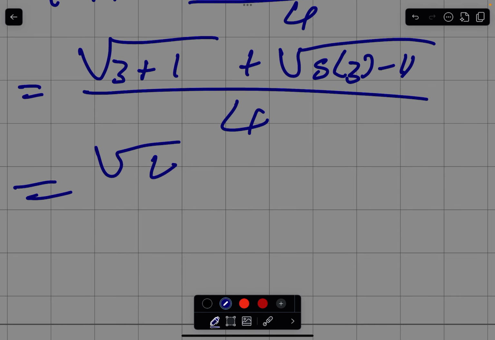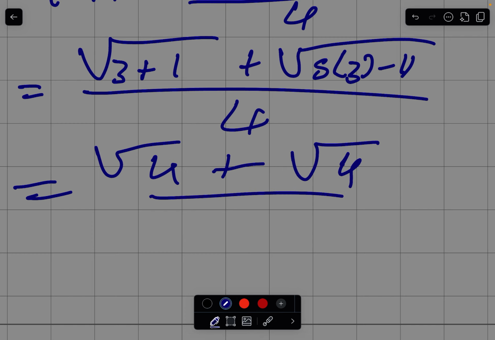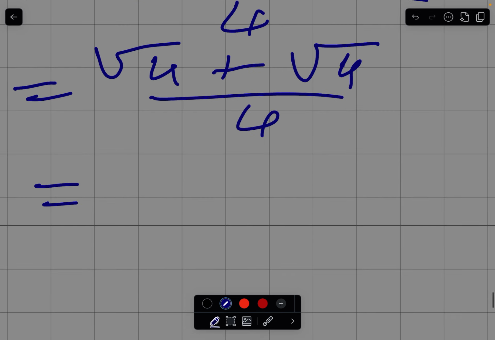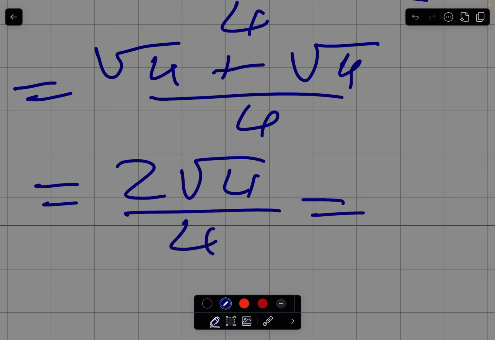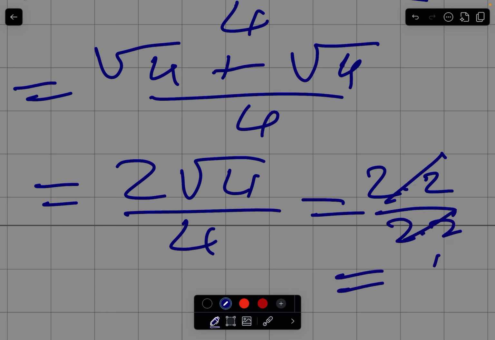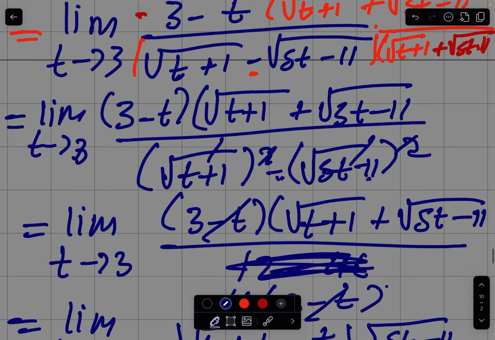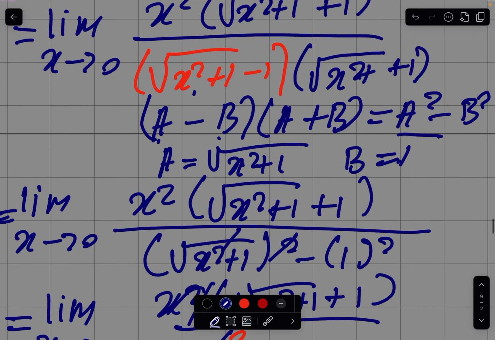We're going to have square root of 4 plus square root of 15 minus 11, which is square root of 4, divided by 4. And I know this thing is the same as 2 square root of 4 all divided by 4, which equals 2 into 2. Square root of 4 is 2, divided by 4, which is what? 2 times 2. This one cancels this one, which is the answer is 1. Understand? So let's check another question.